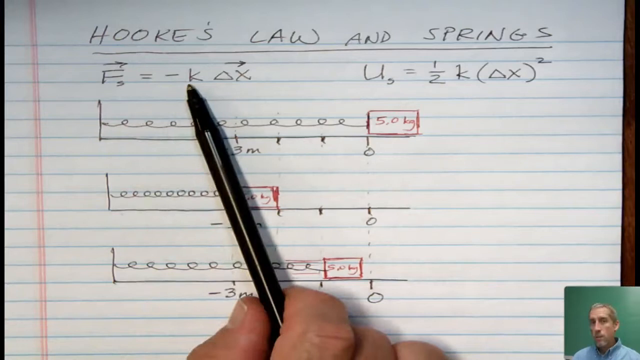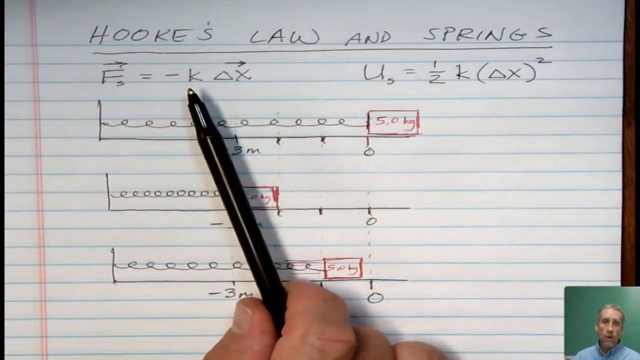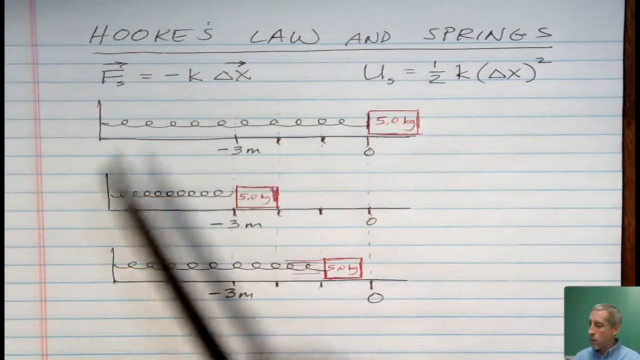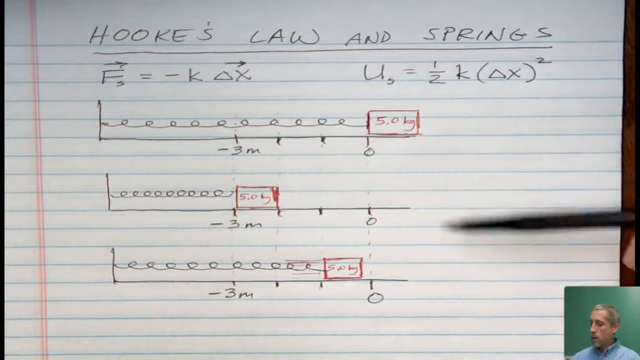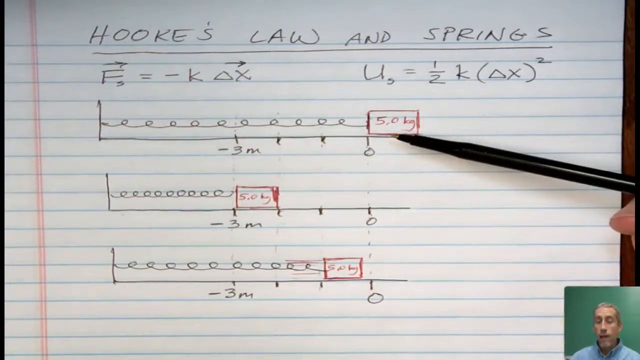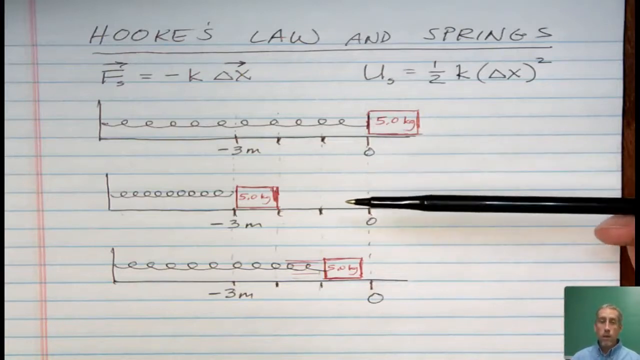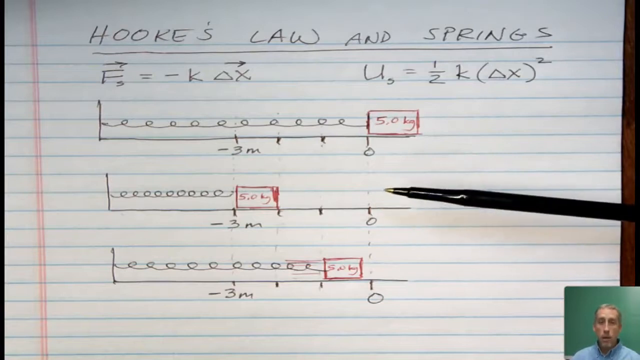So hopefully you have some experience in your lab as part of your physics class, and you can feel some of these spring constants yourself. So let me show you what I'm going to do with these three situations down here. I'm going to imagine that I have this spring in its relaxed or equilibrium state. That means if I let go of this 5 kilogram box, it's just going to stay put.